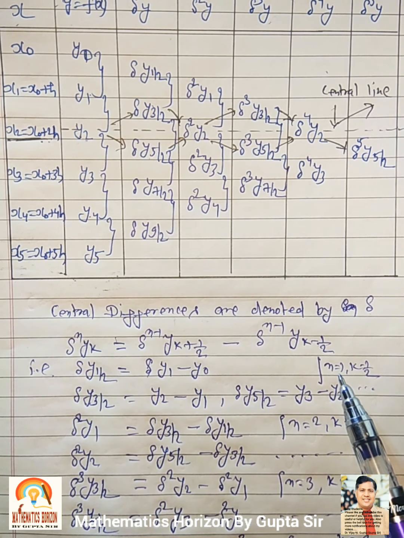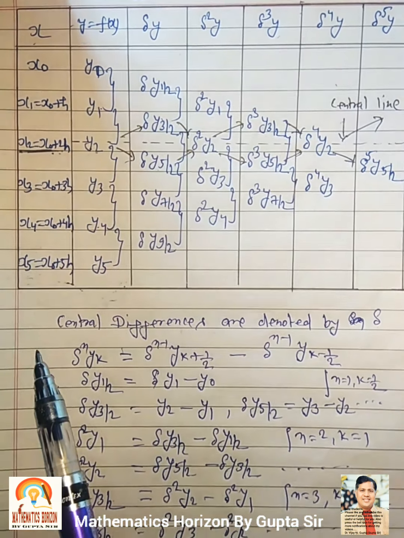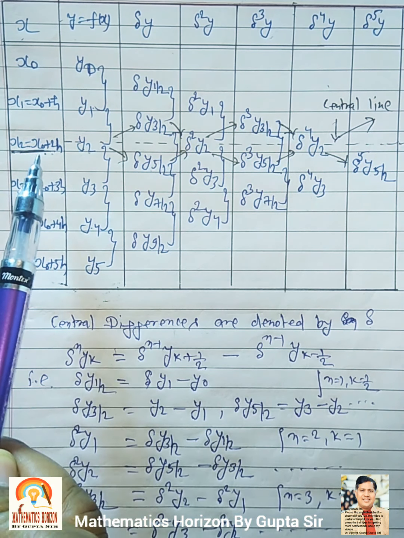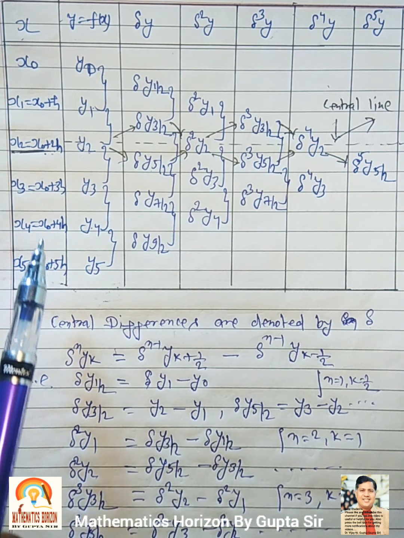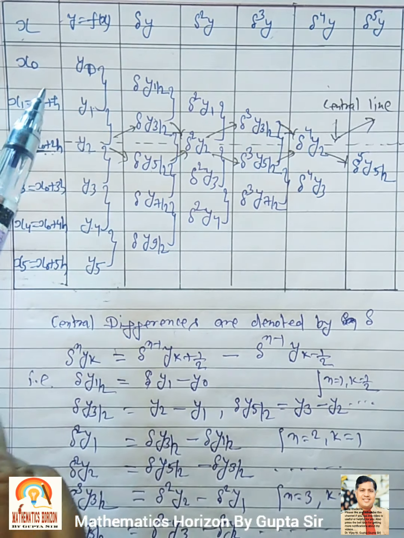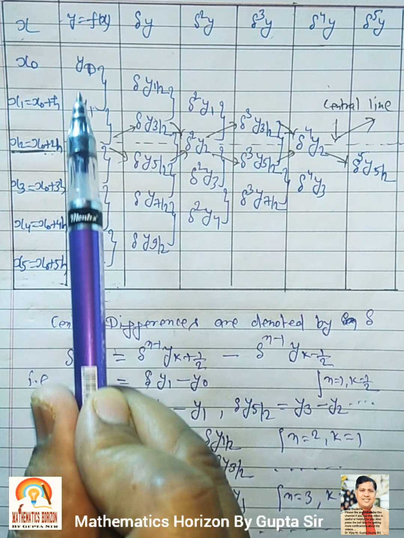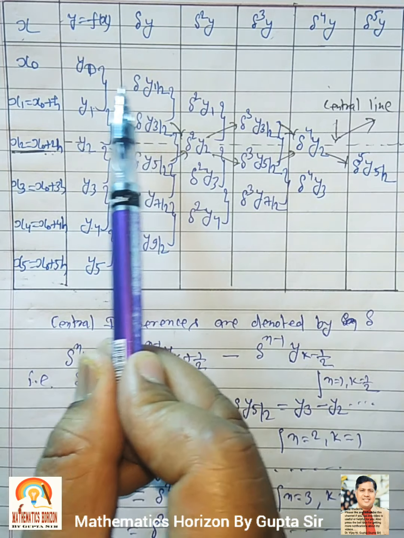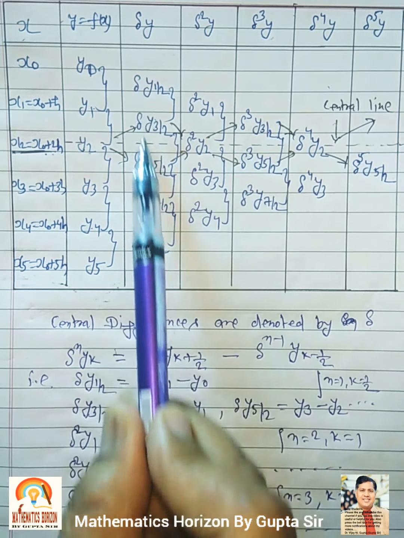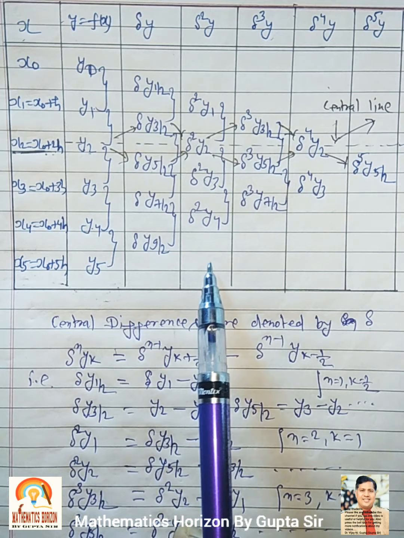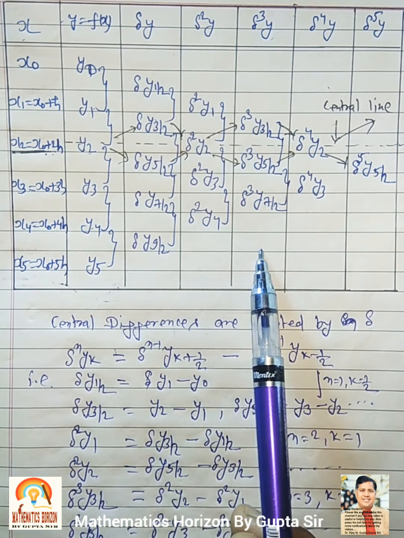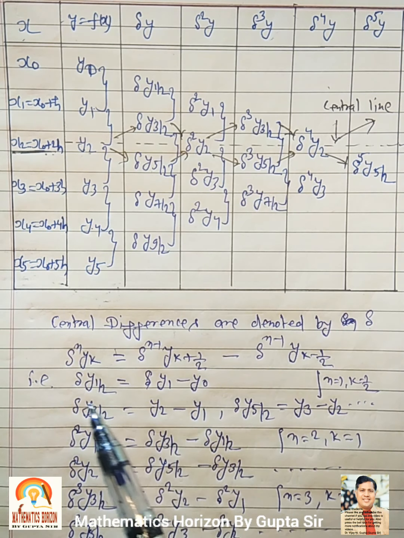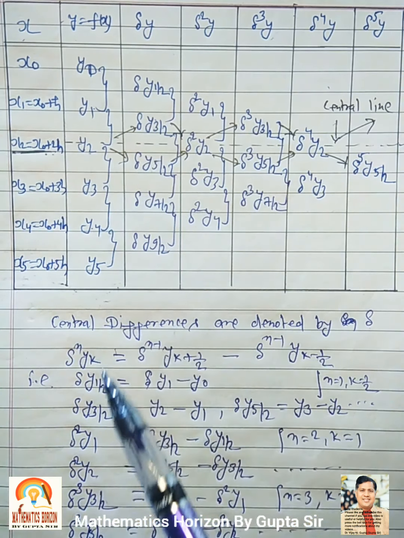Suppose these are the given set of values: x equal to x0, x0 plus h, x0 plus 2h, 3h, 4h, x0 plus 5h, and the corresponding values of the function y0, y1, y2, y3, y4, y5. These are the central differences of first order, second order, third order, fourth order, and fifth order. How can we find the central differences of first order?